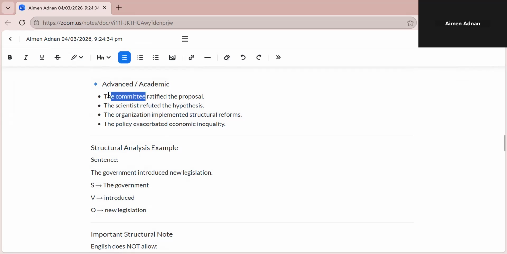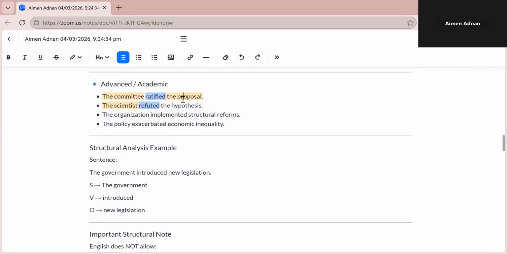Yes, since the structure remains the same, no matter how difficult the English is or the vocabulary is, your sentence structure will be the same. So the committee is the subject, ratified is the verb, and the proposal will be the object of the sentence. And the next is the scientist refuted the hypothesis. So the scientist will be the subject, refuted will be your verb, and the hypothesis is actually going to be your object of the sentence.